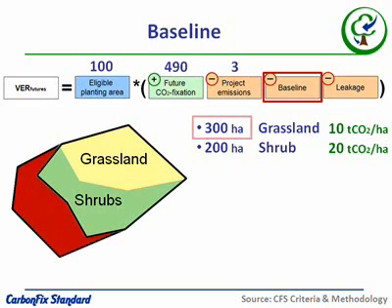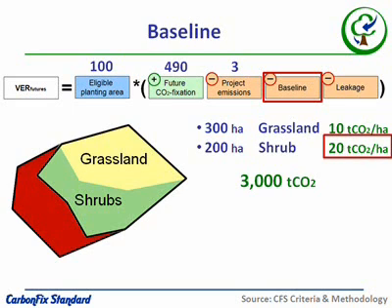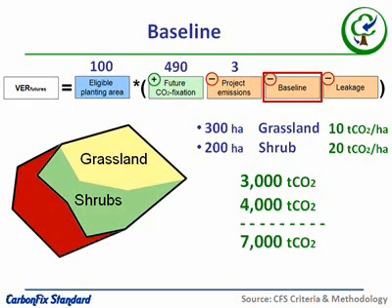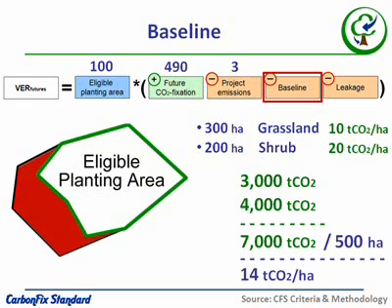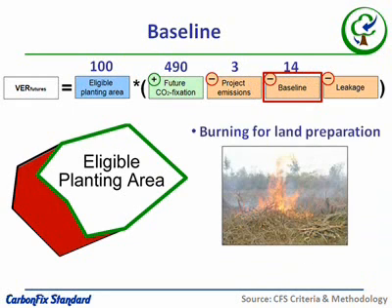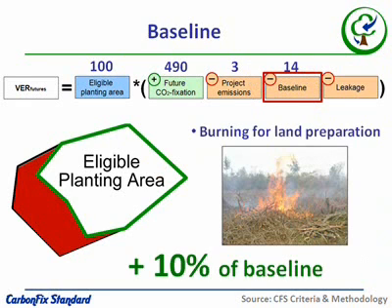Overall, we now have 300 times 10, which equals 3,000 tons of CO2 stored on our area covered with grass, and 200 times 20, which equals 4,000 tons of CO2 on our area with shrubs. Summarizing this, we derive a total baseline of 7,000 tons of CO2. Per hectare of eligible area, which was in our case 500 hectares, this gives us 14 tons of CO2 per hectare. In case your project burns this baseline biomass to prepare the planting area, an additional 10% of the baseline must be added. This is due to greenhouse gas emissions other than CO2 which occur during the burning process. In our example, this is not the case.